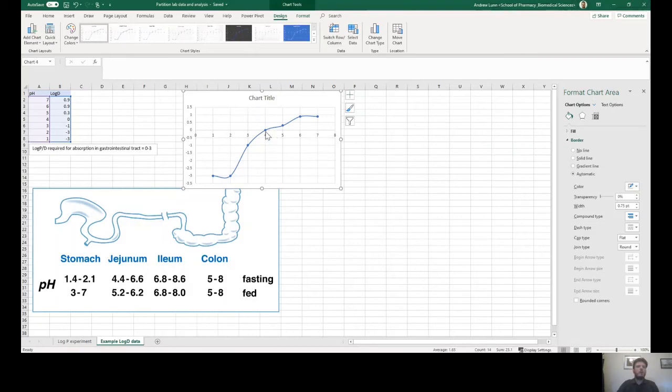So the log D is on the side here, and we need it to be between 0 and 3. Well, this chart only goes up to 1.5.